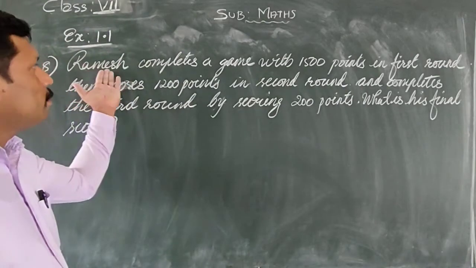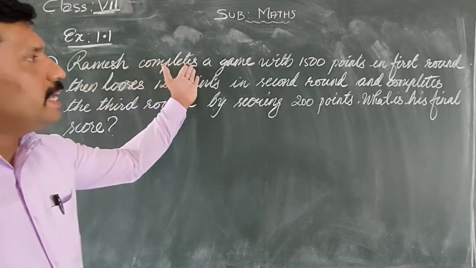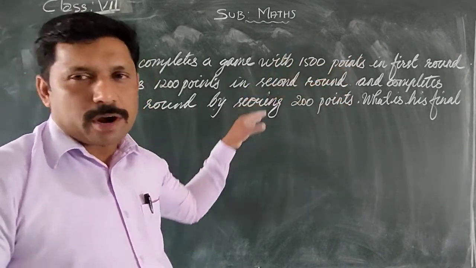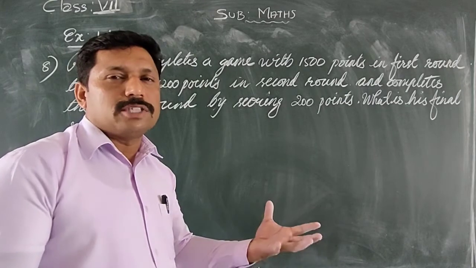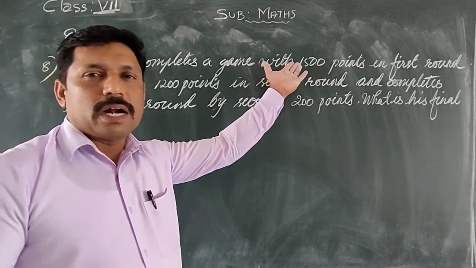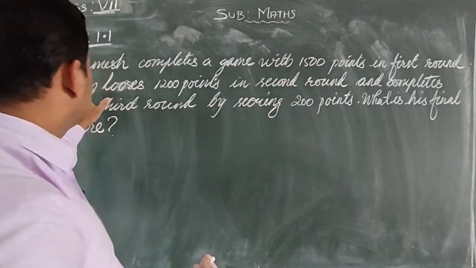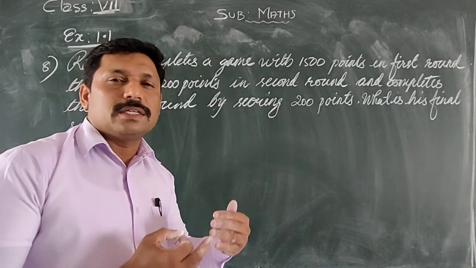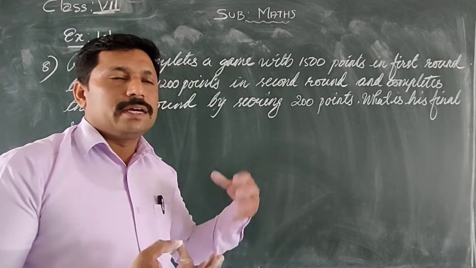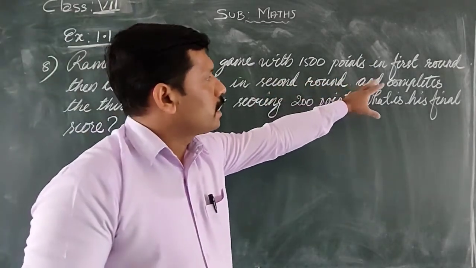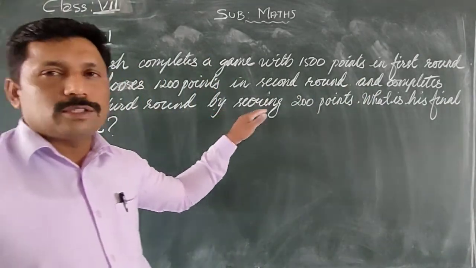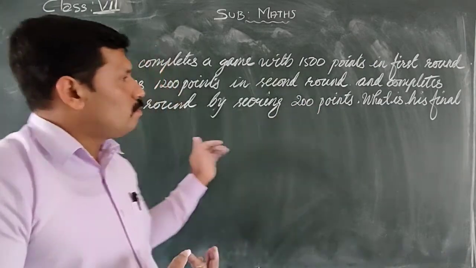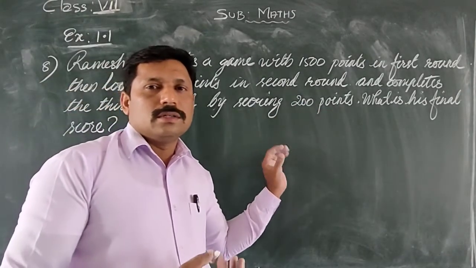The eighth question is a word problem. The question is: Ramesh is playing a game. Three rounds are there. In the first round, he scored 1,500 points, and then loses 1,200 points in the second round. In the second round, he loses the points instead of scoring, and then completes the third round by scoring 200 points. Then what is his final score?